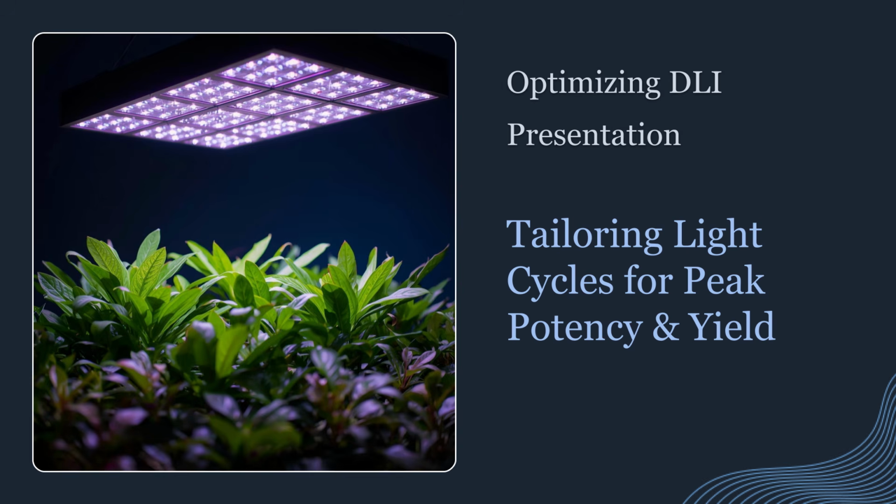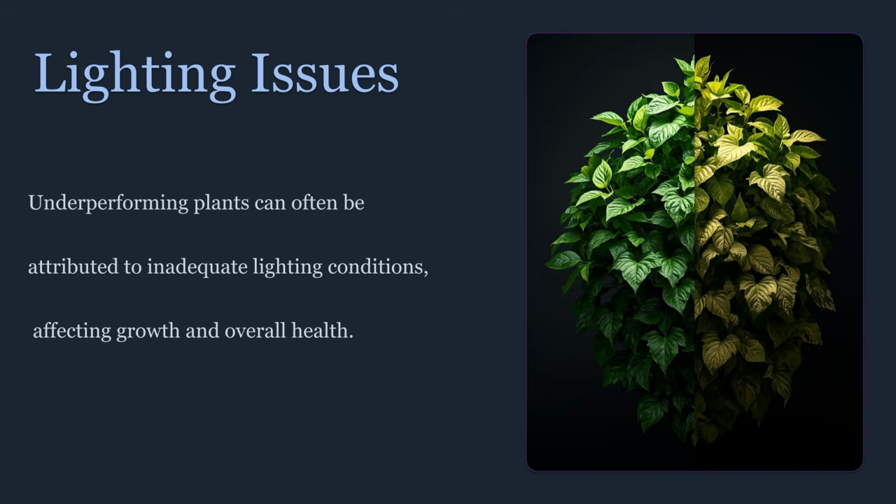It represents the total amount of photosynthetically active light your plant receives over a full 24-hour period. And once you understand how to control it precisely, you can unlock higher potency, better structure, and significantly improved yields without increasing stress. Imagine consistently harvesting more potent, higher yielding plants simply by making smarter adjustments to your lighting schedule and intensity. That's exactly what we're breaking down today.